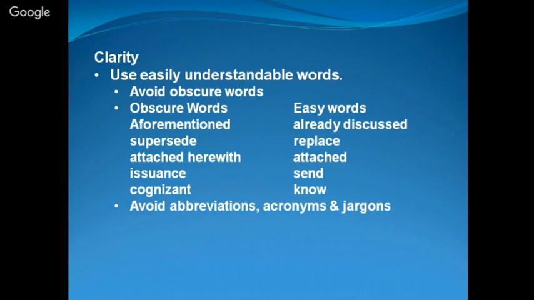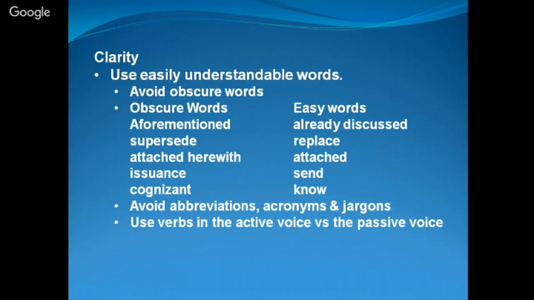You have to give a table of abbreviations, jargon, or acronyms at the beginning of your report. Only then can you use those abbreviations, acronyms, or jargon. It is always better to use verbs in the active voice rather than the passive voice, because an active voice sentence is very specific and clear to the reader.